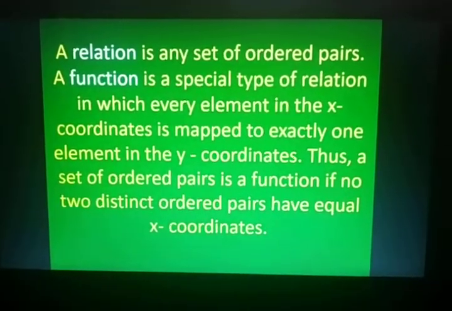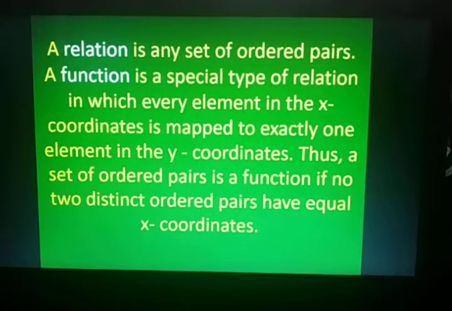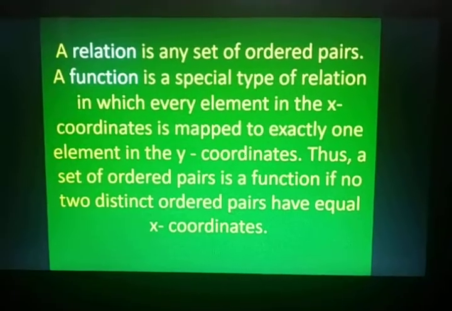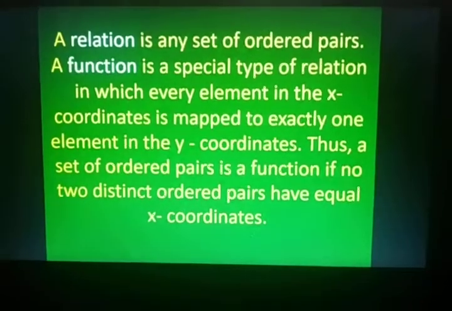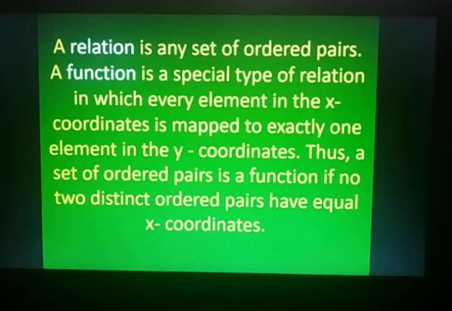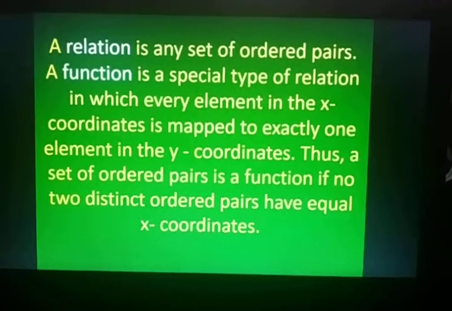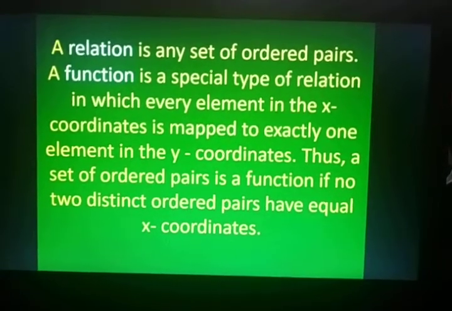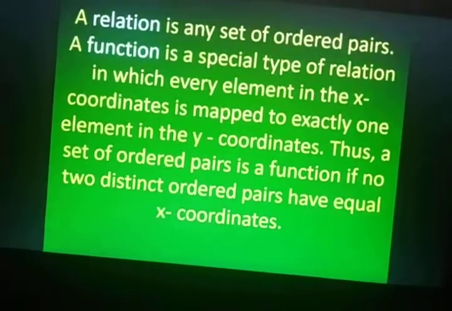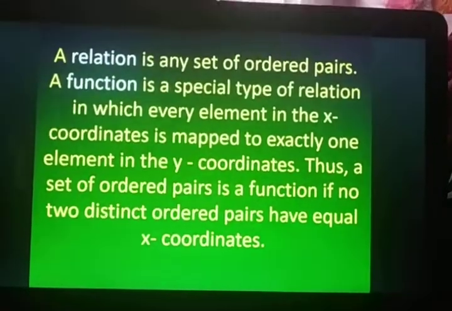A relation in mathematics is any set of ordered pairs. And a special relation is called a function. This is a special type which every element in the x-coordinates is mapped to exactly one element in the y-coordinates. Thus, a set of ordered pairs is a function if no two distinct ordered pairs have equal x-coordinates. Take note of that specification. If no two distinct ordered pairs have equal x-coordinates.